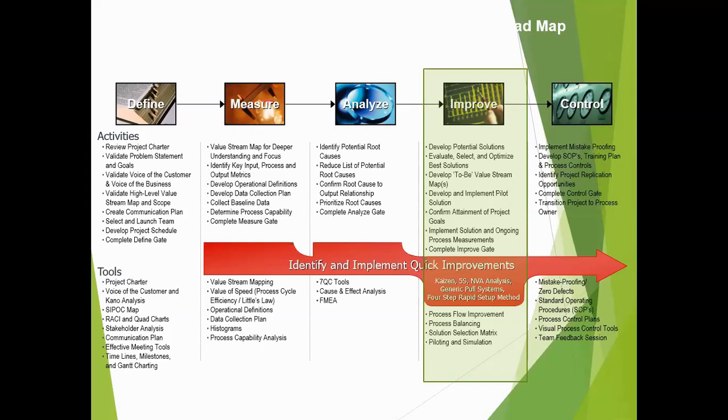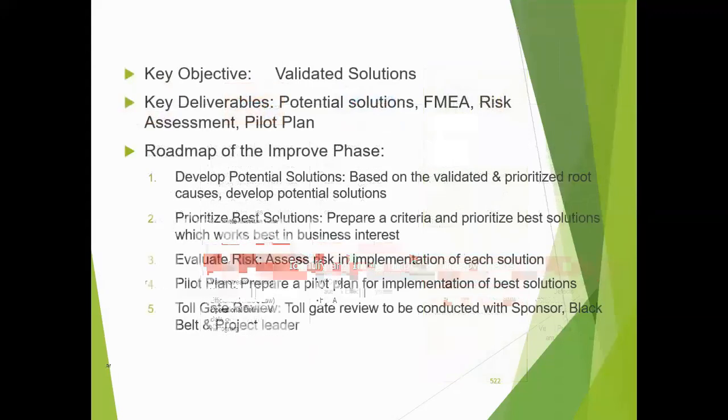So let's start with some of the key tools that are used in improve. Like we just discussed, the key objective is to validate solutions. So key deliverables would be potential solutions. We do FMEA, which is nothing but failure mode effect analysis. Then we do a risk assessment and a pilot plan.